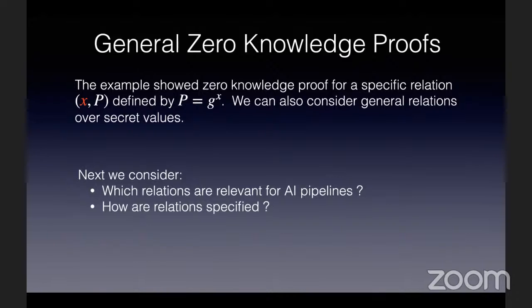If you want to generate a zero knowledge proof for a relation, you have to describe the relation in a certain format. It's almost like if you want to compute something on a computer, you have to specify that computation in a specific format using the constructs of a particular programming language, right? So similar things hold here: you have to describe that computation in a specific format.